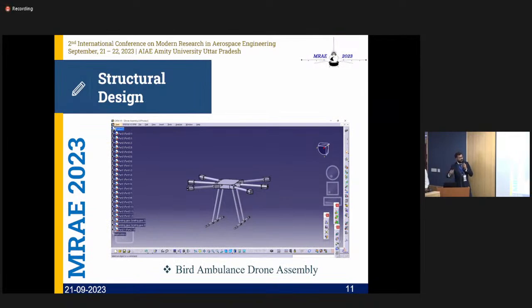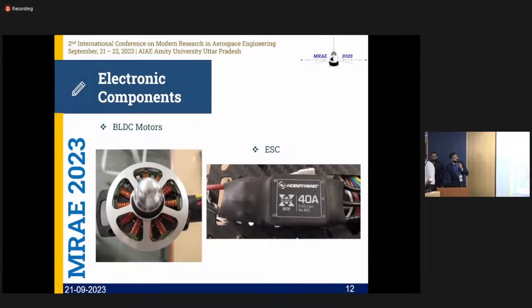So this is our final bird assembly. It is bird drone assembly. So something like this, it should look like. So of course we use BLDC motors and electronic speed controllers to control the speed of the motor as well as vary the direction of the motor. And this is also a high torque motor.